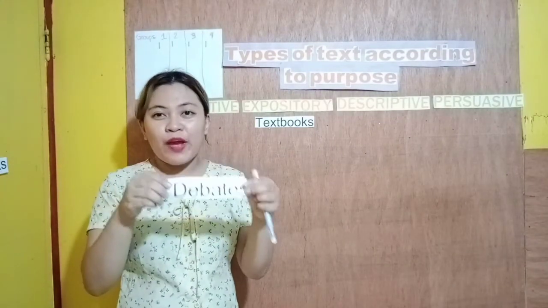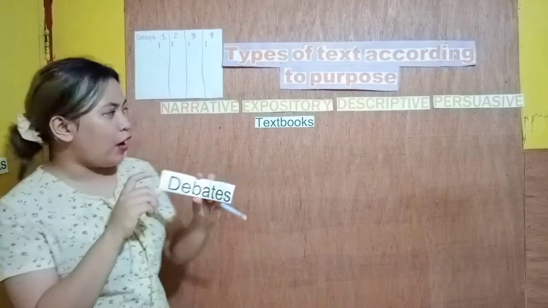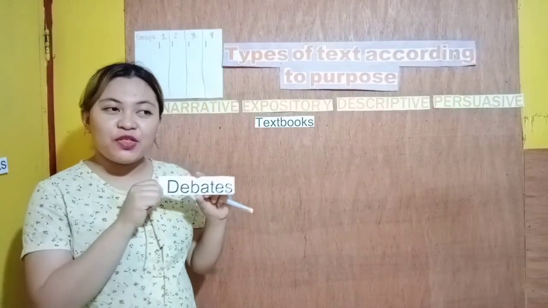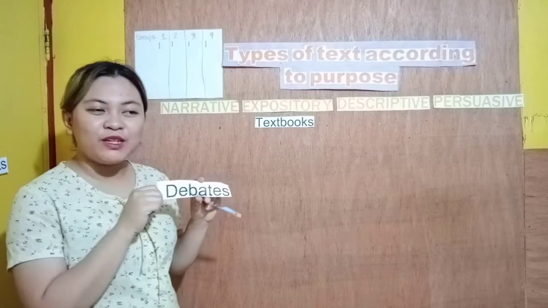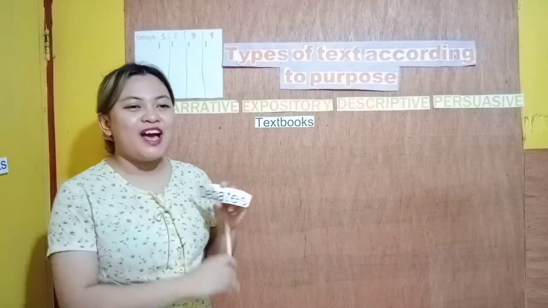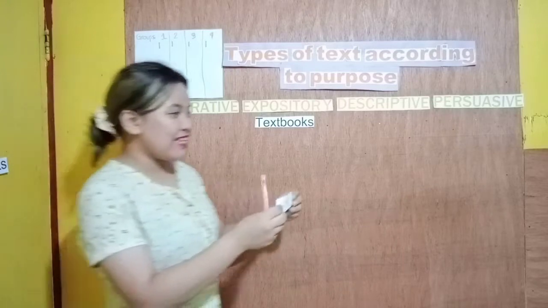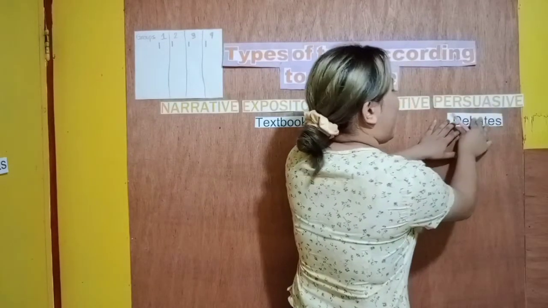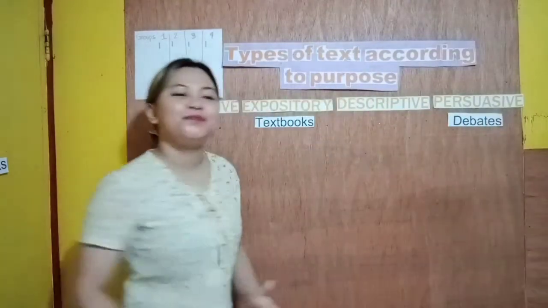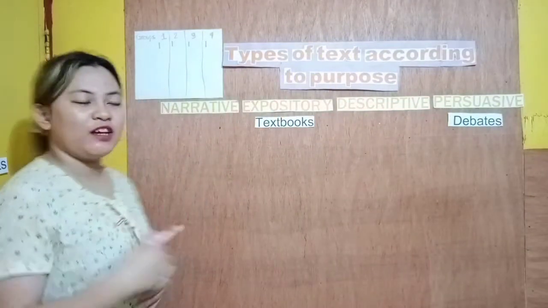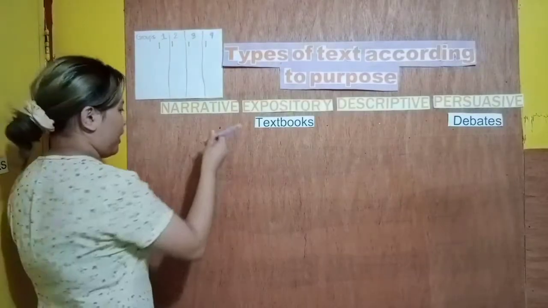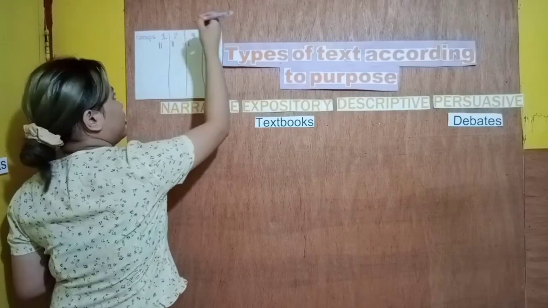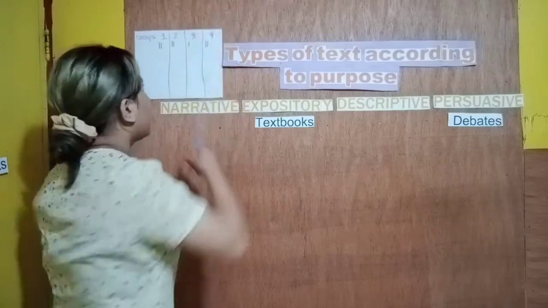Debates. Where do debates belong? This is an example of what? 3, 2, 1. Raise your cardboards. Okay, this is an example of persuasive text. Very good. Group 3 did not get the correct answer. Group 1 has another point, group 2 and group 4.